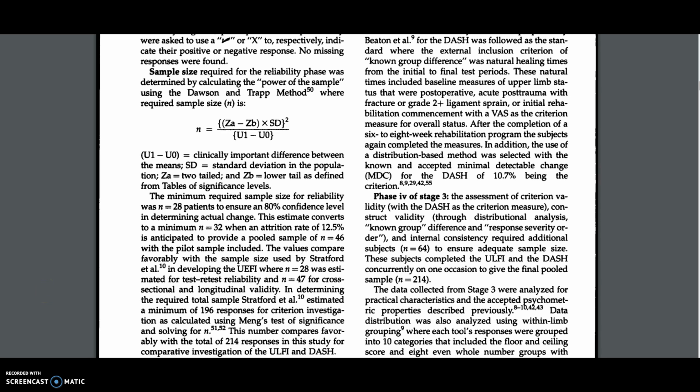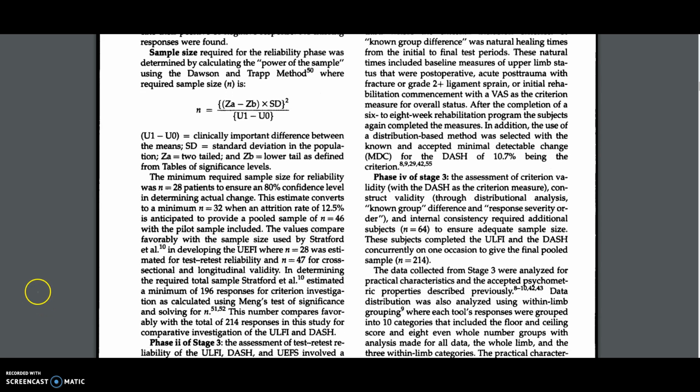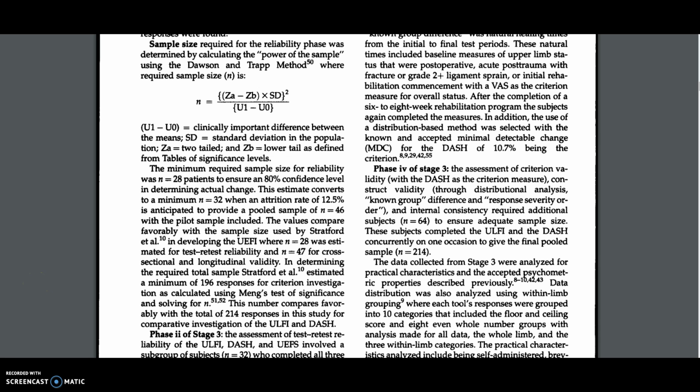After the completion of the 6 to 8-week rehabilitation program, the subjects again completed the measures. In addition, a distribution-based method was selected, with the known and accepted minimal detectable change for the DASH of 10.7% being the criterion. So in order for a change to be considered statistically significant, it had to be a change of 10.7. So that's essentially what they're saying.